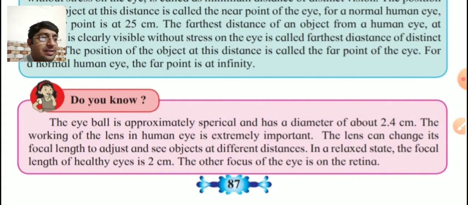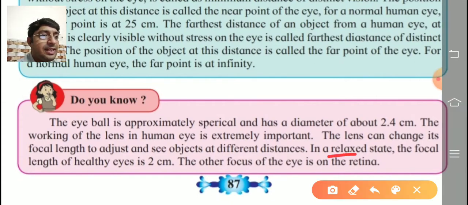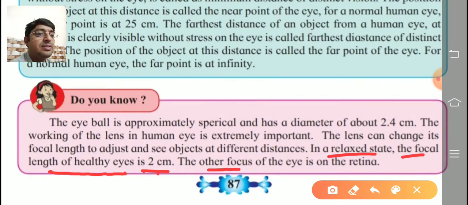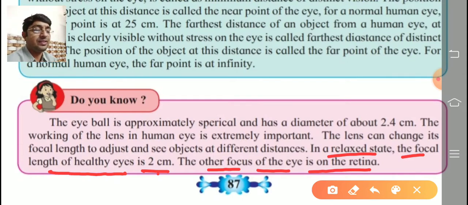In a relaxed state, underline, the focal length of a healthy eye is 2 centimeter. What is the focal length of a healthy eye? 2 centimeter in a relaxed state. Underline that sentence. The other focus of the eye is on the retina, because in the case of lenses we learned in the basic diagrams that two principal focus points are present.